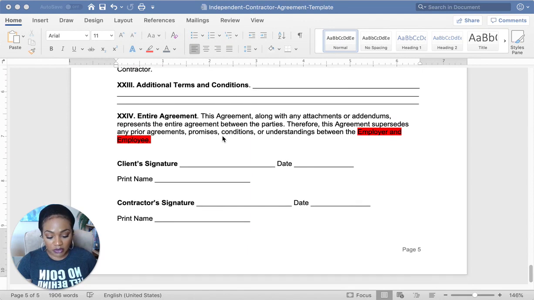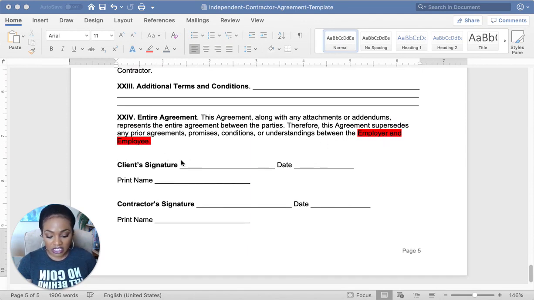Now, this is the end of the agreement. You'll see that I highlighted this section right here. I'll read it. This agreement, along with any attachments or addendums, represents the entire agreement between the parties. Therefore, this agreement supersedes any prior agreements, promises, conditions, or understandings between the employer and employee. So what that just did is it almost nullifies the entire agreement, right? Because if you remember, what I just explained is that you don't want the worker to be considered an employee. You want this particular worker to be considered an independent contractor because they have very different ramifications legally, tax-wise, a whole bunch of things.